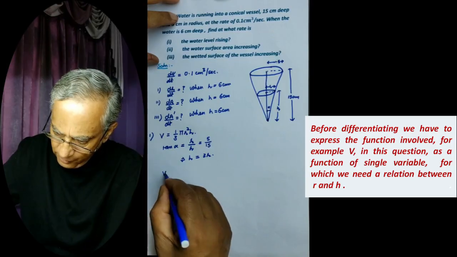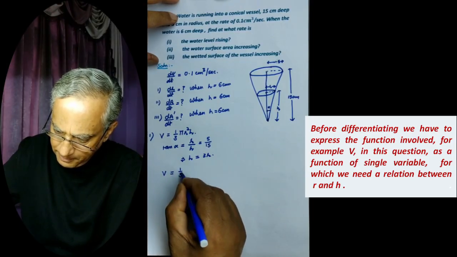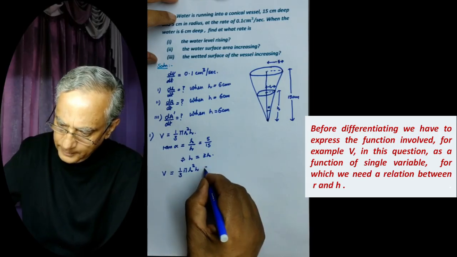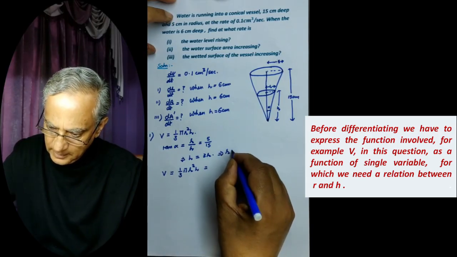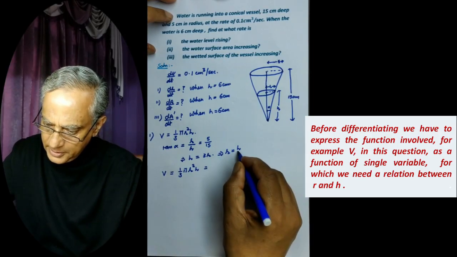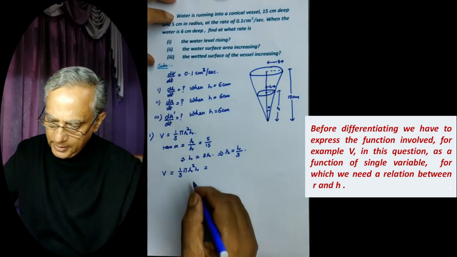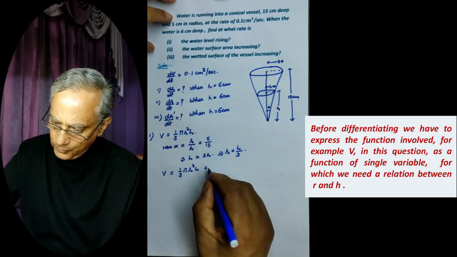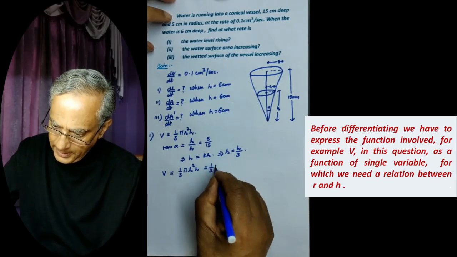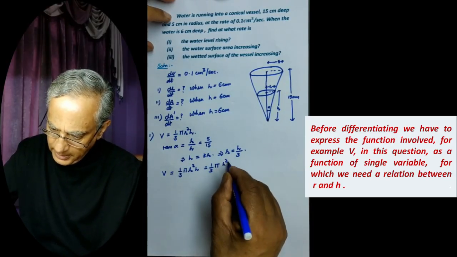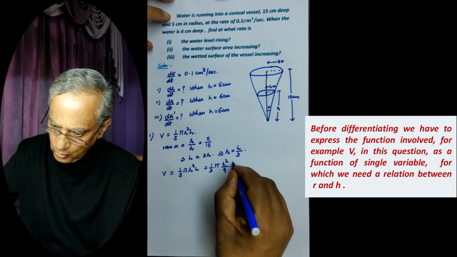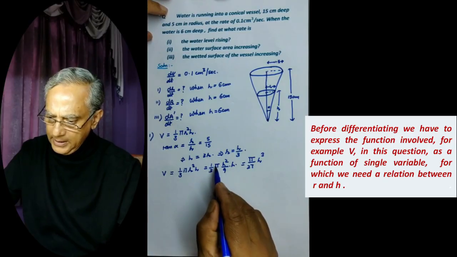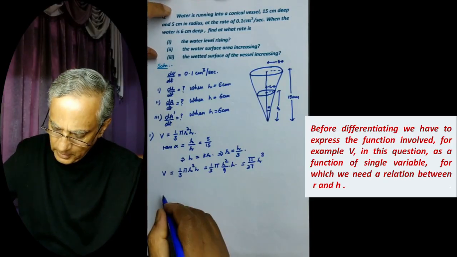Therefore, we can write V is equal to 1 by 3 pi r square h, and this implies r is equal to h by 3. Now we express it in terms of h. This is 1 by 3 pi h square by 9 into h, that is equal to pi by 27 h cube.